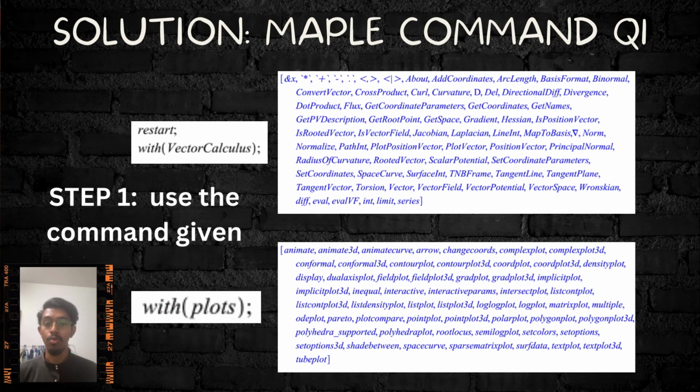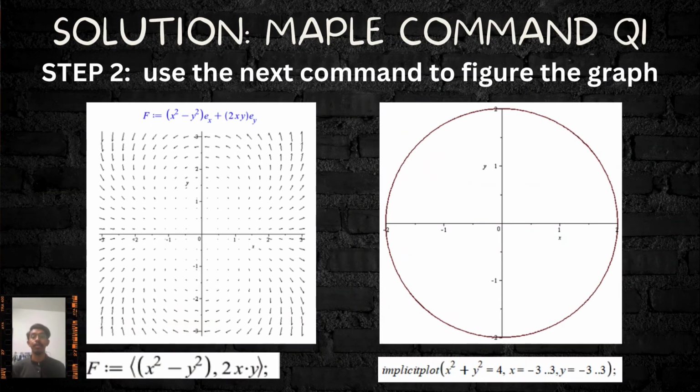Now for the solution of the question using Maple. Step 1, we use the command restart, with vector calculus and also with plots. Next, in step 2, we choose the variable f for our force field and put in the given equation, and then we get the first graph. Then we use implicit plot and the equation for the circle to get the circle.